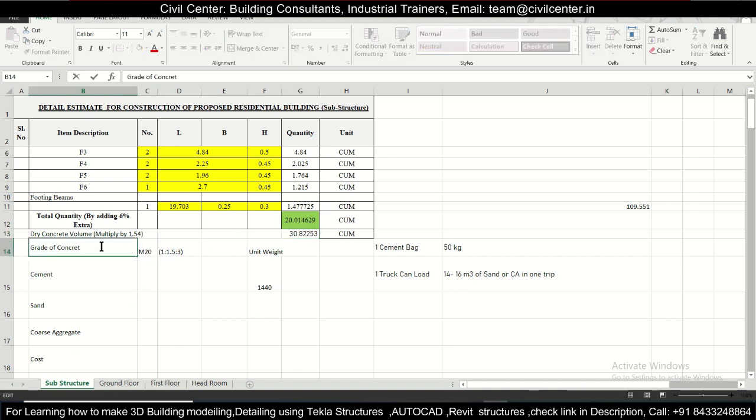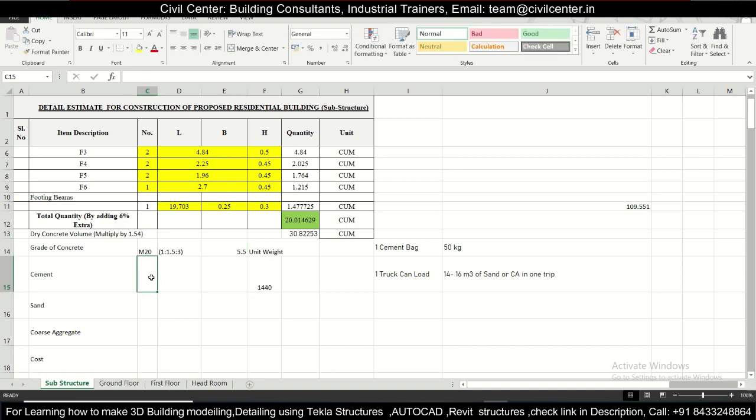We are going to use M20 grade concrete in the project here. M20 grade concrete means 1 part of cement to 1.5 parts of fine aggregate or sand and 3 parts of coarse aggregate or stone chips. So here we'll find out the quantity of cement, first in cubic meters. If we add 1 plus 1.5 plus 3, just to show you, it will be 5.5.